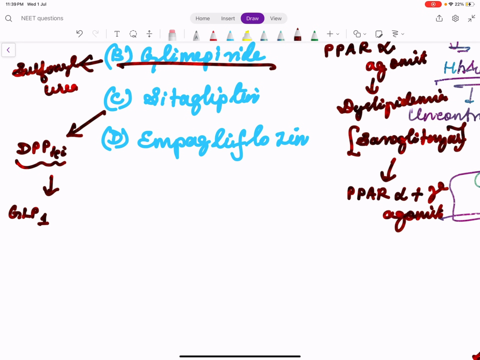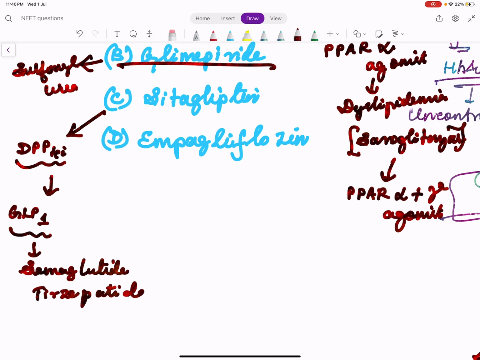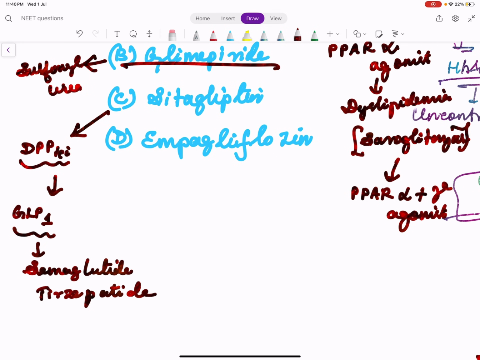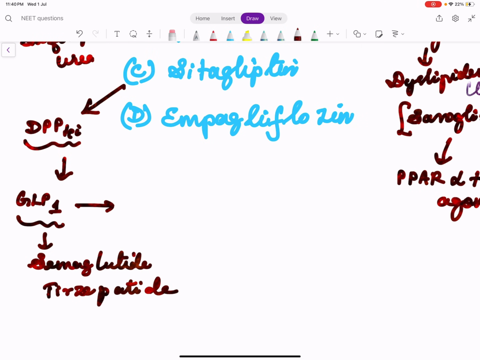So in recent days you would have heard about GLP-1 receptor agonists, semaglutide, tirzepatide. These are drugs which are used in weight loss and in diabetes. So DPP4 is an enzyme which breaks down GLP-1. When DPP4 is inhibited, GLP-1 increases. Remember, GLP-1 is an insulin secretagogue. It helps to secrete insulin.